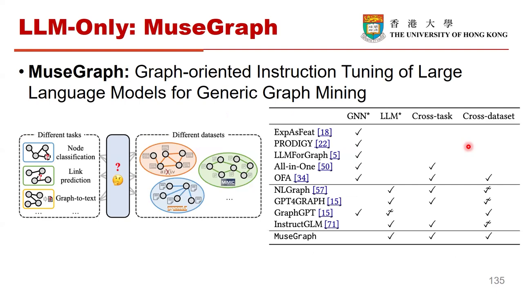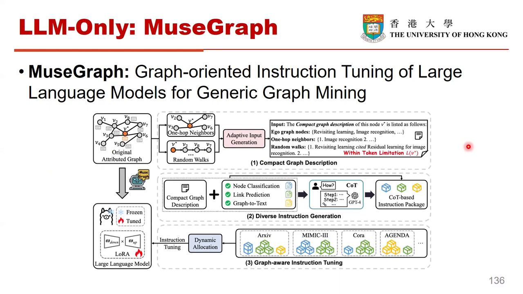And the final work I would like to talk about is MuseGraph. MuseGraph is focused on different tasks such as node classification, link prediction, and graph-to-text tasks. What they want to do is to use the LLM to conduct not only cross-task but also cross-dataset tasks. The MuseGraph overview is shown in this figure. They propose the compact graph description. As I said before, how to transfer the graph into a graph sequence is very important for the tuning-required methods.